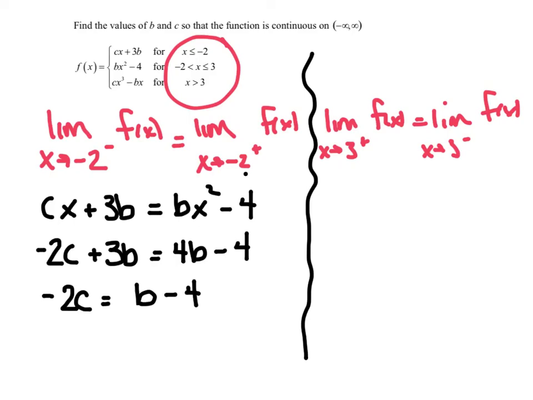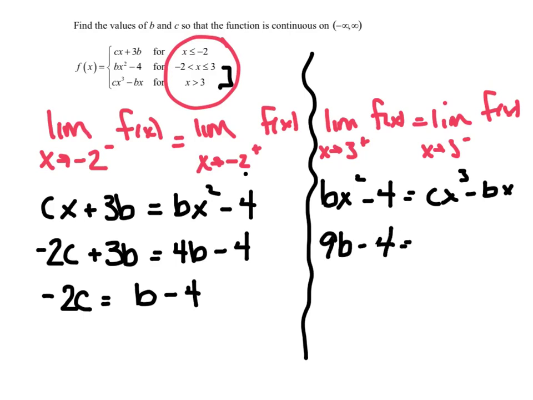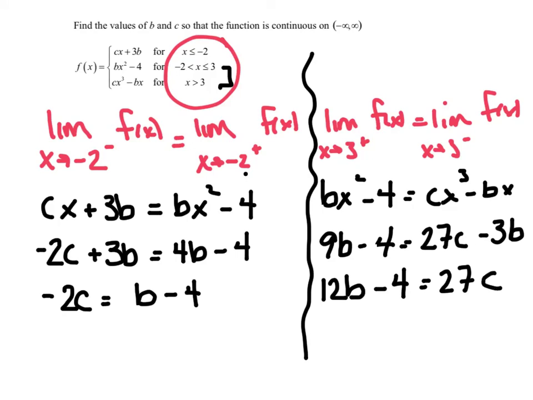I'm going to set these two terms equal, the ones with the 3's. So bx squared minus 4 equals cx cubed minus bx. And don't forget, you know the x value. The x value in this problem was 3. I've got 9b minus 4 equals 3 cubed, which is 27c, minus 3b. I can put my b's together, so I'm going to bring this -3b over. 12b minus 4 equals 27c.